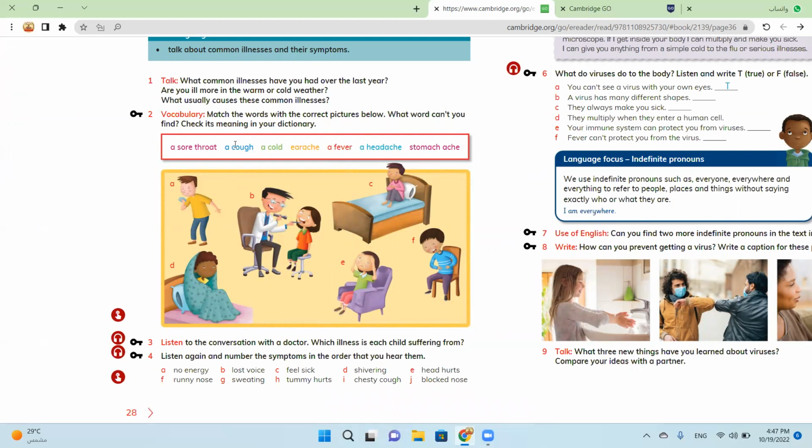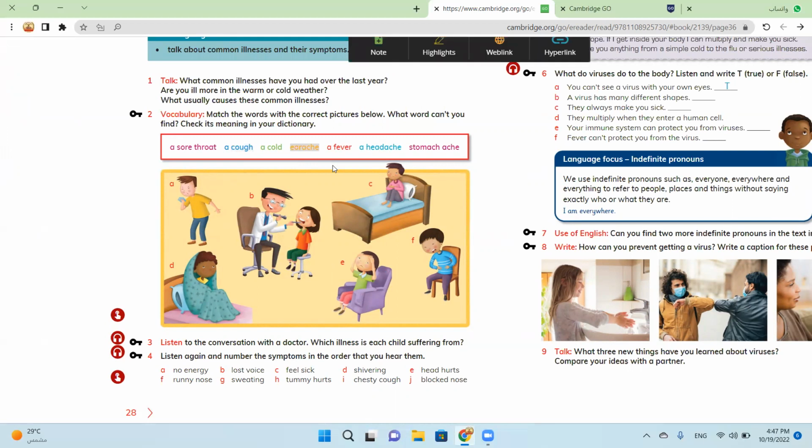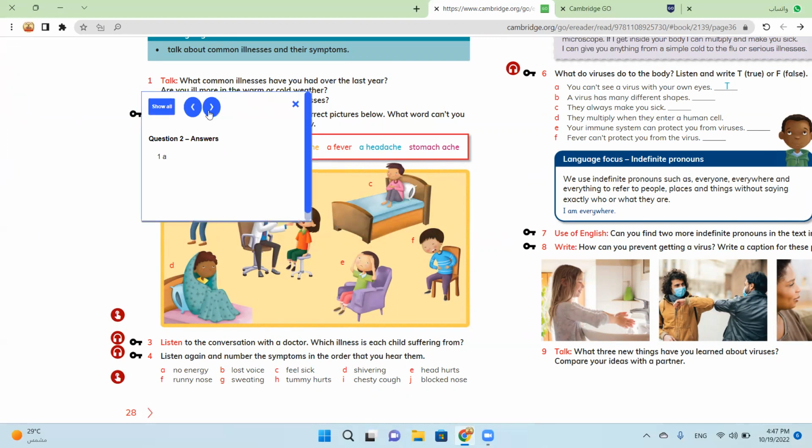Okay. A cough, earache. Can you find someone suffering from earache? A fever, here, D. A headache, E. Stomach ache, F. Okay, let's check our answers. So for A, it's number 1, 2, C, 3B, 4D, 5E, and the last one is F.